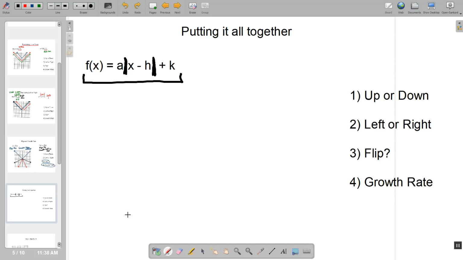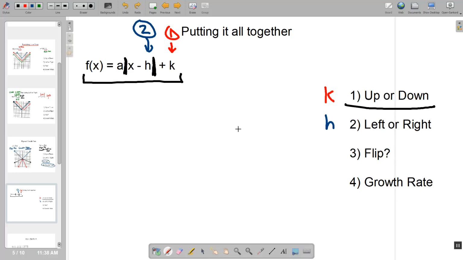Now we want to know which of these points here impact which part. So up or down is the thing outside of the parentheses. So this is impacted by the K. So up or down, step 1. Left or right is impacted by the H, which is inside the parentheses. So there's our step 2.